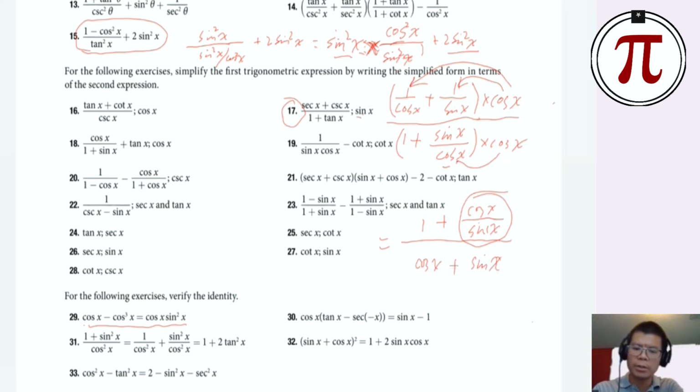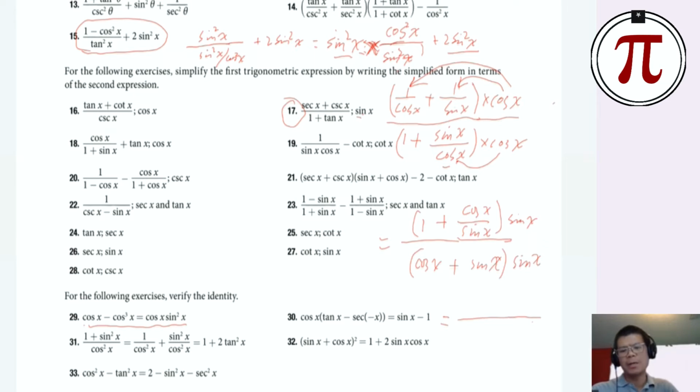Now this one, you can do that. It equals what? You can see something interesting here. If you multiply sine on top and bottom, this is a little trick you want to do. So this is 1 plus cosine over sine x. Now what I want to do is multiply sine on top and bottom. Can I do that? Yes?